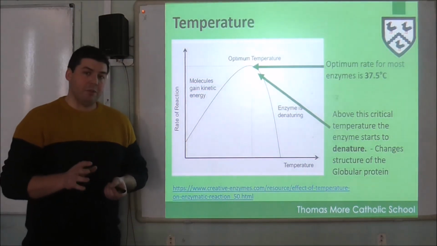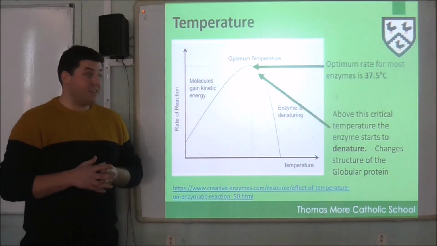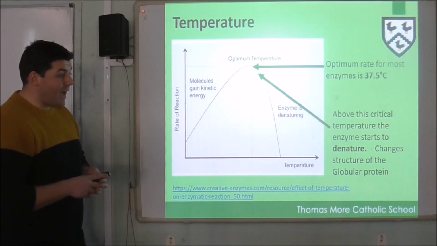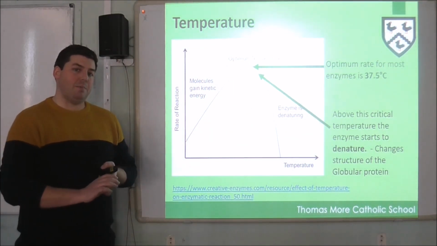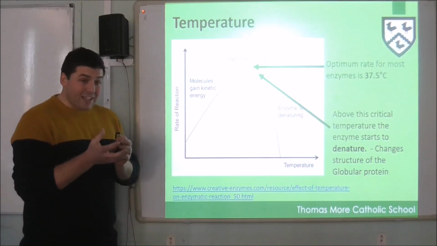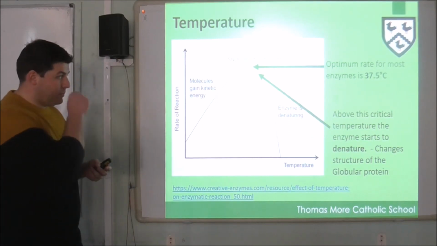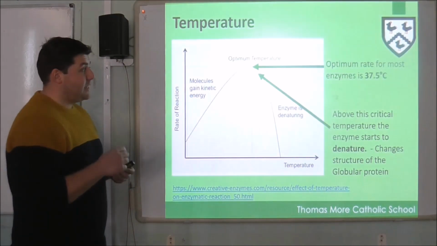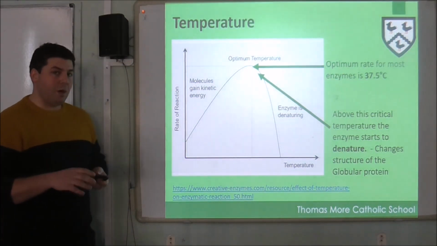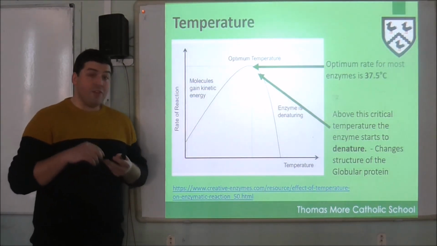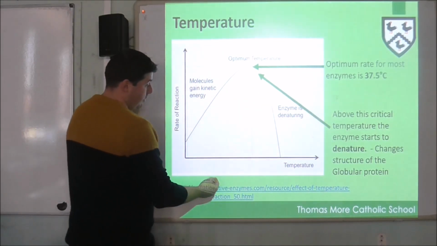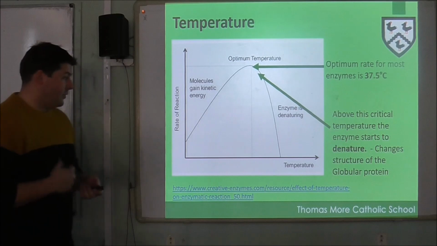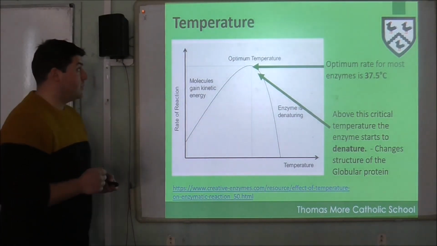Above this critical temperature, enzymes start to denature. What that means is there's a change to the globular structure of the protein. Remember back to pepsin earlier. And that change in the structure means that the active site is no longer able to bind to the substrate, therefore no reaction can take place. And as you can see, it falls off. And when you reach a very high temperature, the rate of reaction is 0.